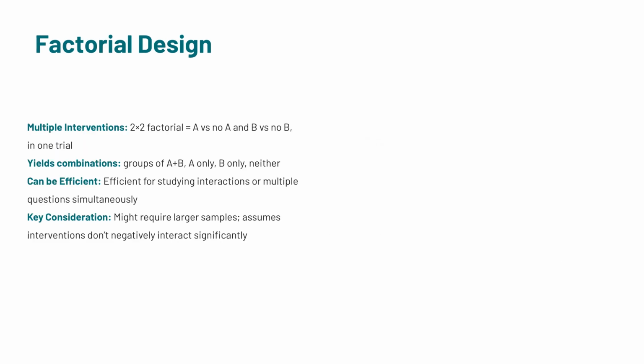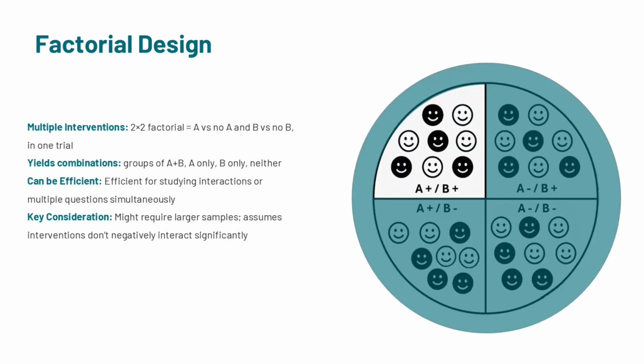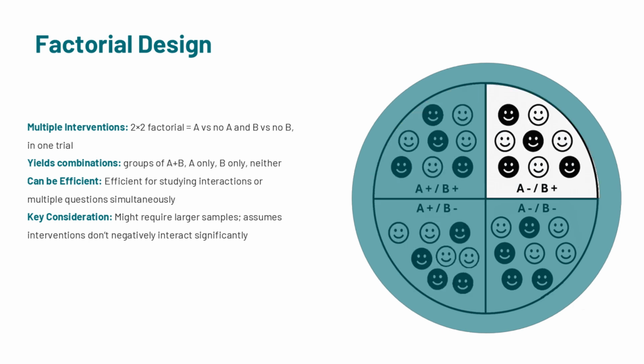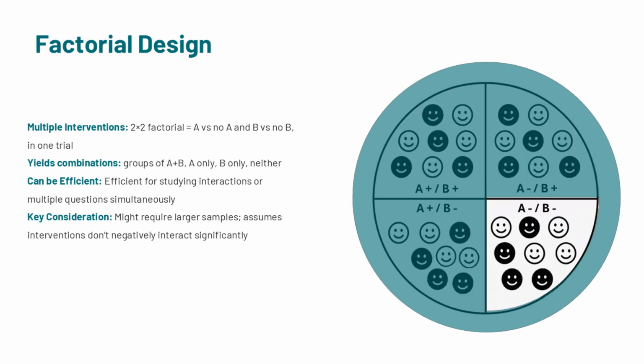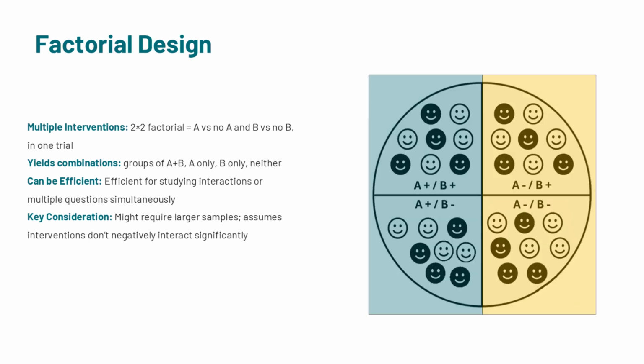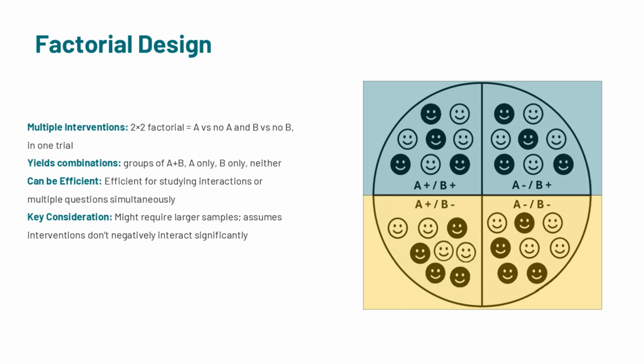Factorial designs let us test multiple interventions in a single trial. The common example is a 2x2 factorial. Imagine we want to test a new care protocol and a new patient education program at the same time. We can randomize participants to one of four combinations: both interventions A and B, only treatment A, only treatment B, or neither. This way, we can evaluate the effect of each intervention independently, comparing outcomes in groups with treatment A versus groups without treatment A, and similarly for treatment B, all within one trial.